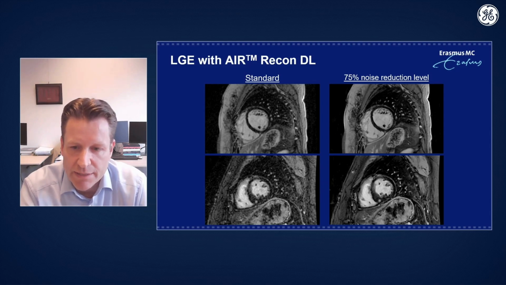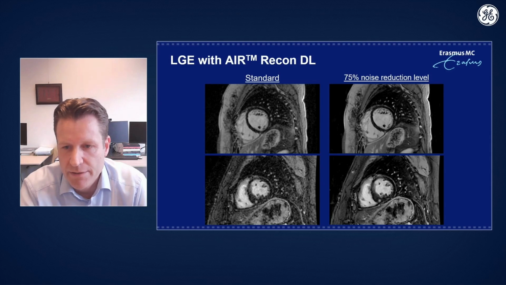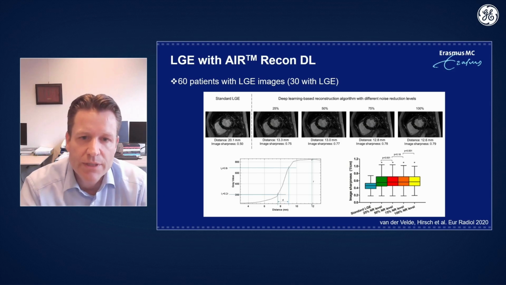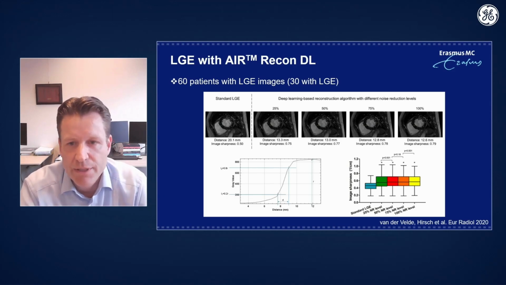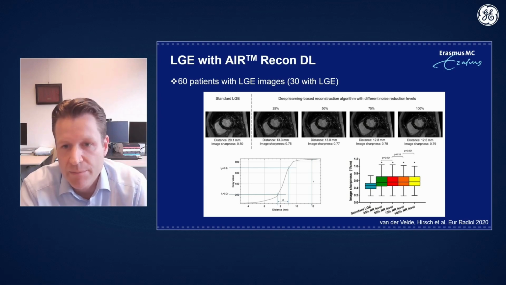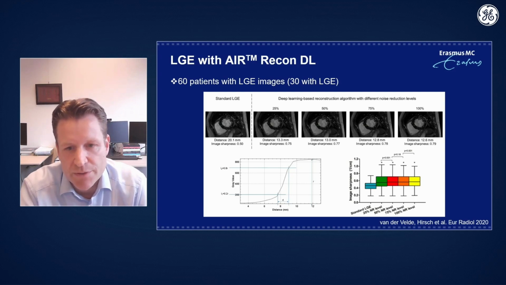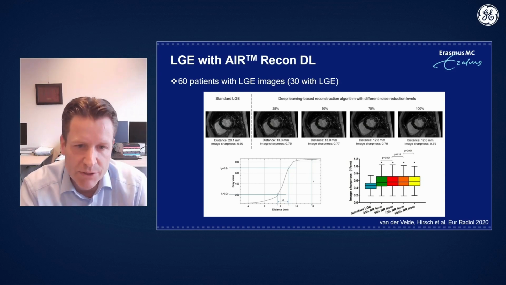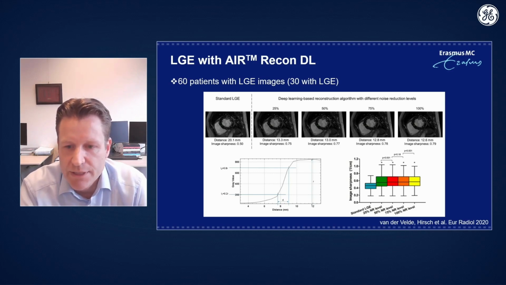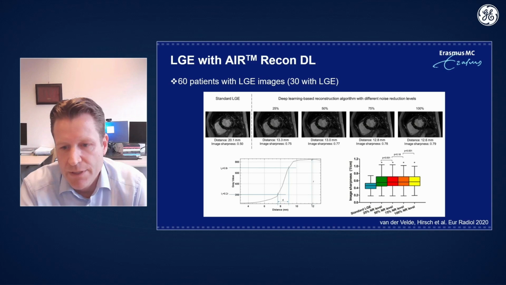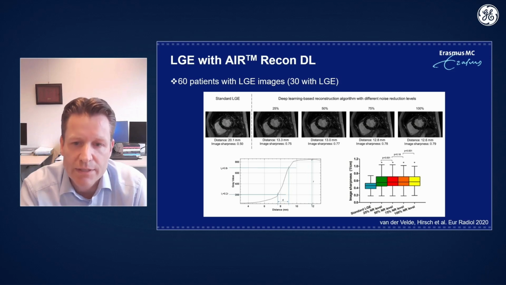And on the bottom, you see in the inferoseptal hinge points, you see some myocardial fibrosis. What we did, we looked at 60 patients with late enhancement images, 30 of which had a scar, ischemic heart disease or a non-ischemic heart disease and fibrosis. And first we looked at the sharpness of the image. So we looked at the image sharpness of the septum, where the blood goes to the myocardium. On the right, you see the image sharpness with a clear increase using the deep learning reconstruction. It increases directly at 25% noise reduction level, but it further increases with increasing noise reduction levels.